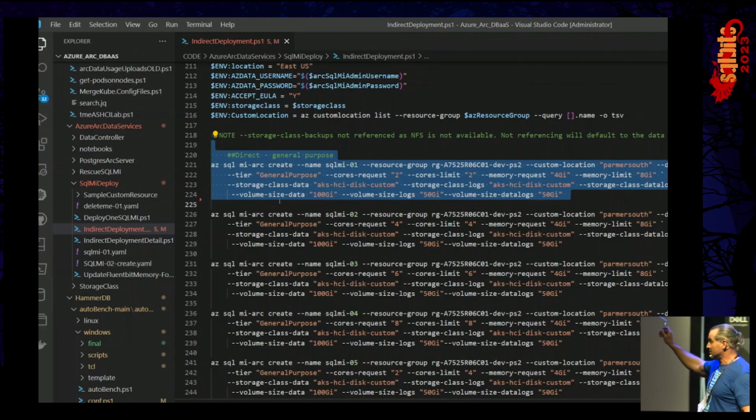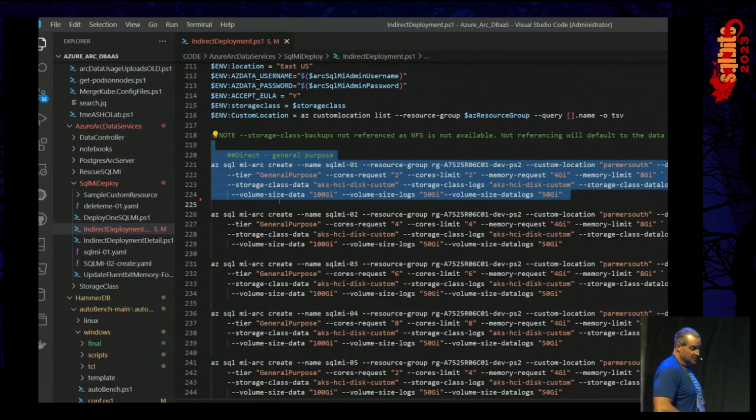I actually wrote about it in the paper. So you can also increase your storage for sure. But that's it. This is how I deploy all 20 of these. I literally highlighted all of this and ran it. And they all deployed. 5 minutes, thank you.